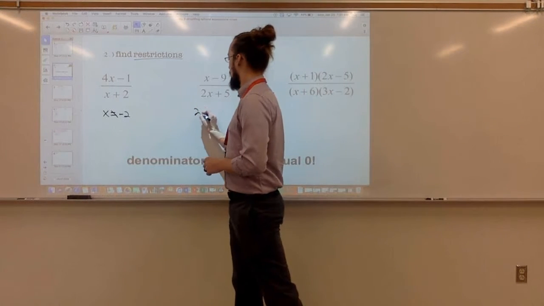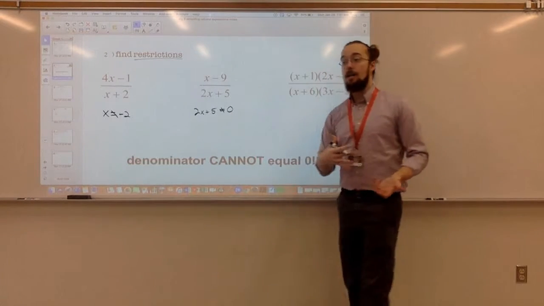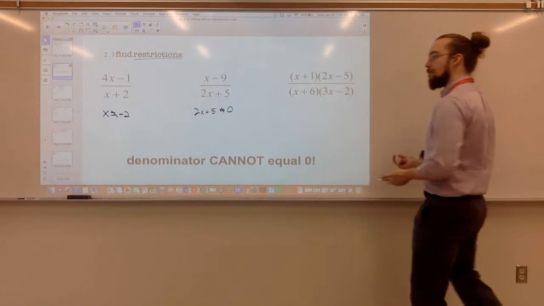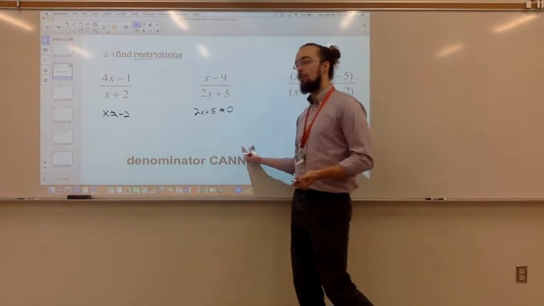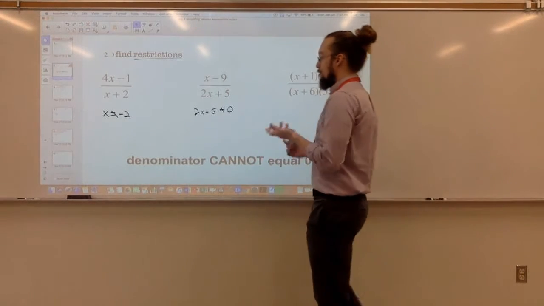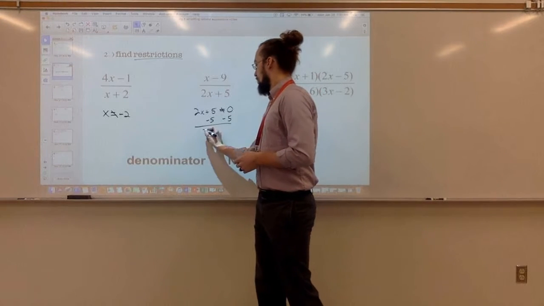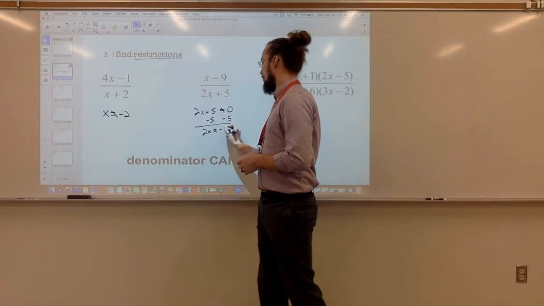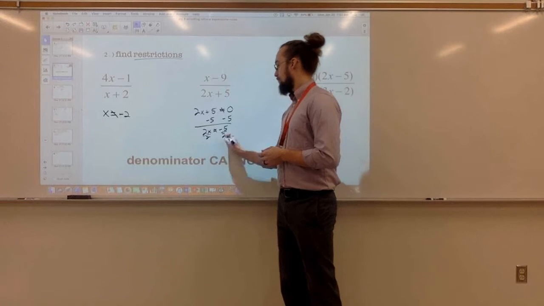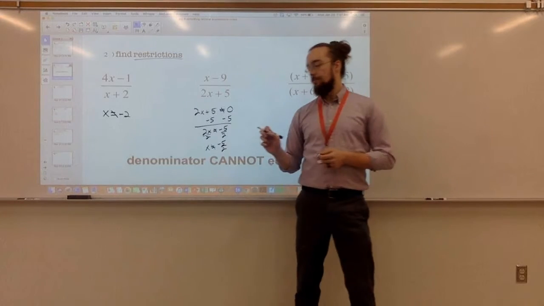So let's say 2x plus 5, and I'm going to go ahead and just say cannot equal 0. Right? We're going to solve this just like a normal equation. Our answer is just going to be x cannot equal whatever value we're talking about. Right? That's going to be my restriction. So to solve this, I would just subtract 5 over. So 2x cannot equal negative 5. Divide both sides by 2. And we get that x cannot equal negative 5 over 2.